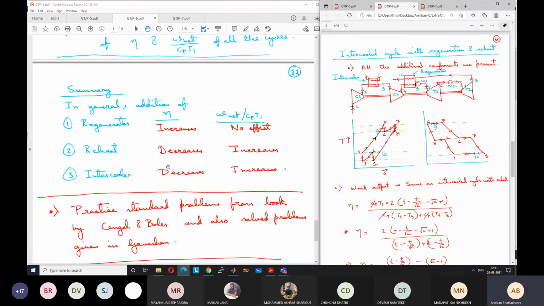Intercooling decreases efficiency and increases work output, but the effect is less as compared to reheating. However, the efficiency does not decrease for reheating and intercooling if you combine them with a regenerator, because the scope of regeneration increases. Actually, reheating and intercooling have a positive effect on the efficiency of the regeneration cycle.